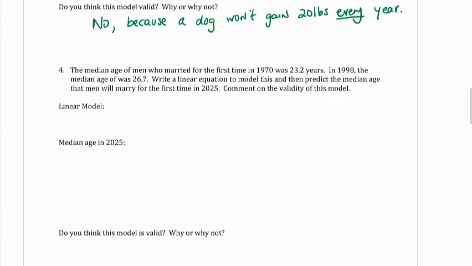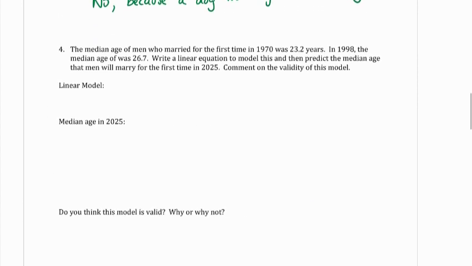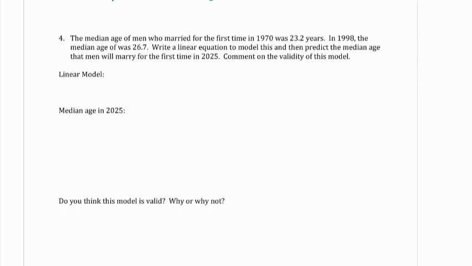Okay, all right, our last one here for linear equations. It says the median age of men who married for the first time in 1970 was 23.2 years, and in 1998 it was 26.7 years. We want a linear equation to model this and then predict the median age that they will marry in 2025, and again, comment on the validity.